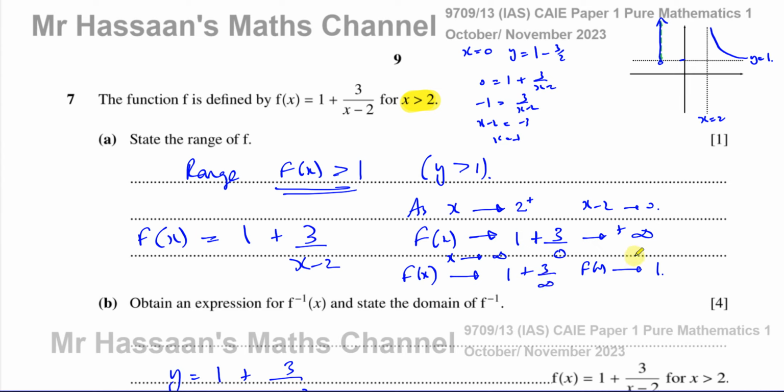Anyway, that completes this question here, question number 7 about functions. It's one of those questions where a lot of students do have issues, especially when it comes to domain and range. But hopefully, with a bit of practice, that will be sorted out.